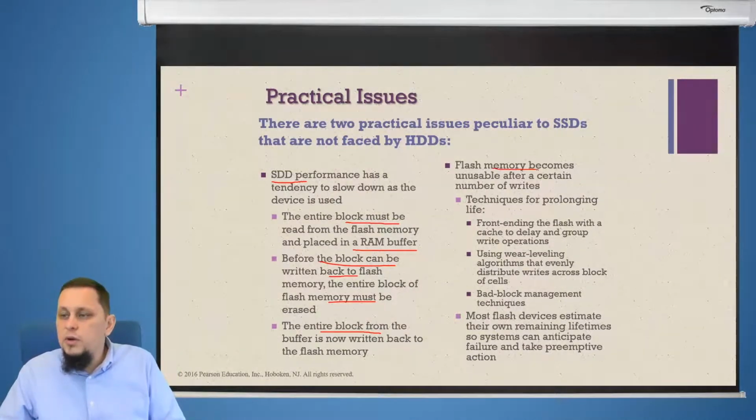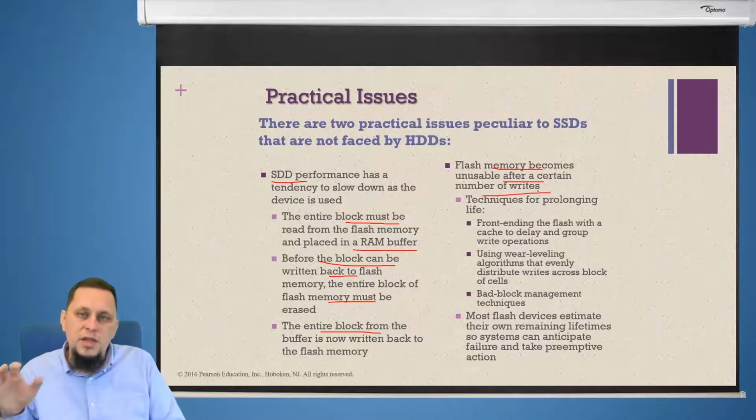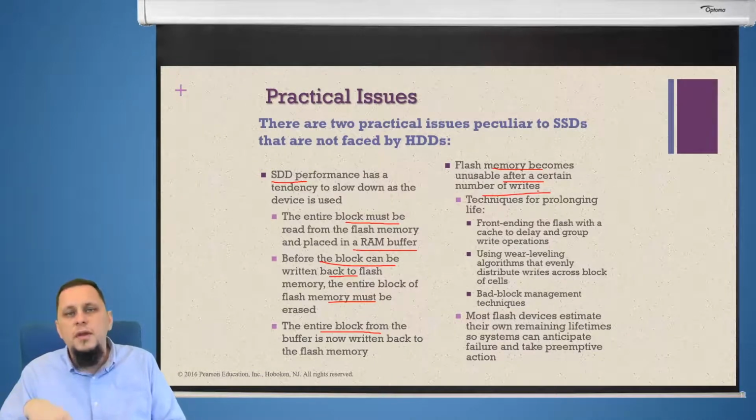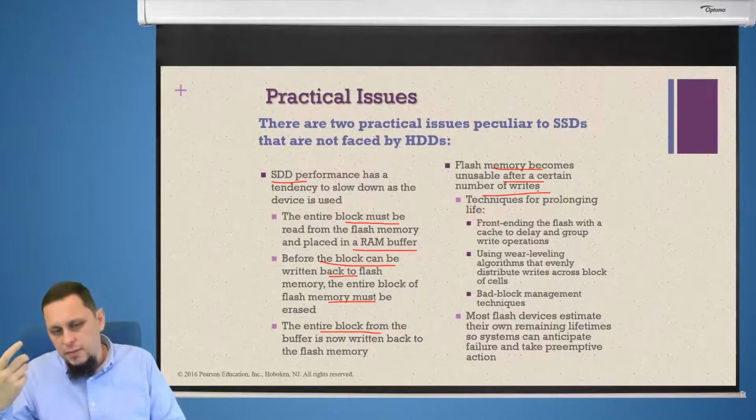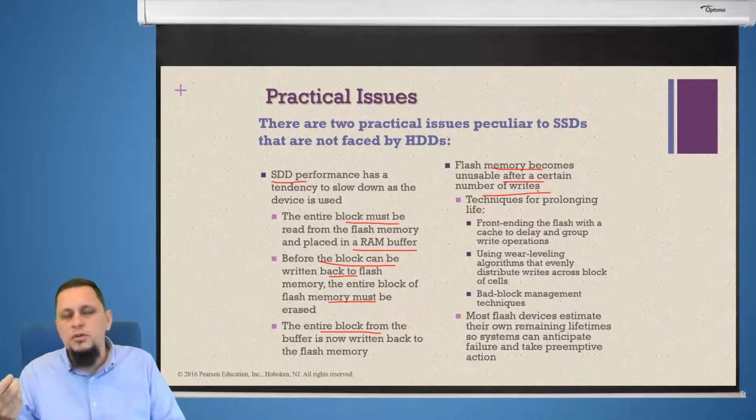And the flash memory becomes unusable after a certain number of writes. Meaning that the SSD and the flash memory have a limited number of read and write cycles, so how many times you can actually write to or read from the flash memory. After that, it becomes unreadable or unwritable. Sometimes you can read, but you cannot write.